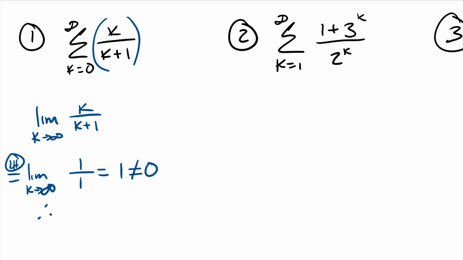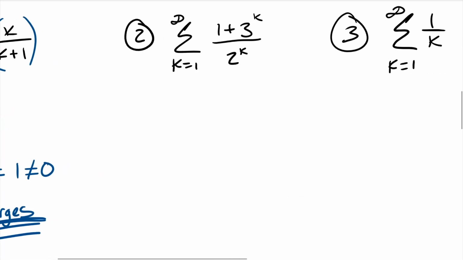Therefore, since it doesn't equal 0, that confirms the divergence test. Therefore, this diverges by the divergence test. It went to 1; it didn't go to 0. So if you ever get anything other than 0 when you take the limit of the sequence inside the sum, it diverges. That's good news. Let's go to our next one.